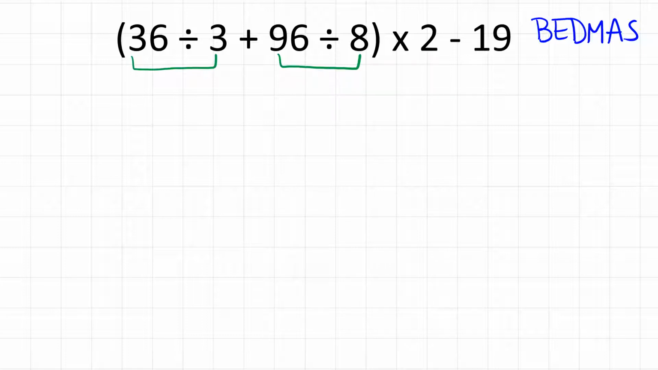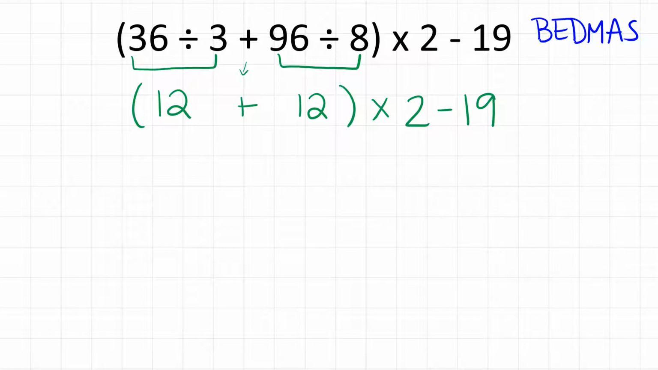36 divided by 3, our 12 times tables, have them memorized, is 12. And 96 divided by 8 is also 12. I'm just going to bring down that plus sign and the brackets. And then just rewrite the rest of the equation because I like to have it all written out. Okay, are we done what's in the brackets? No, we are not. So let's continue on.